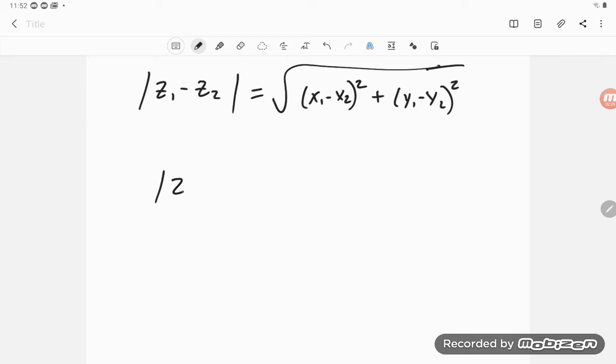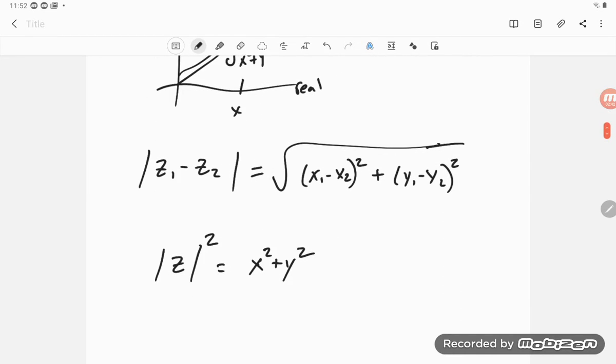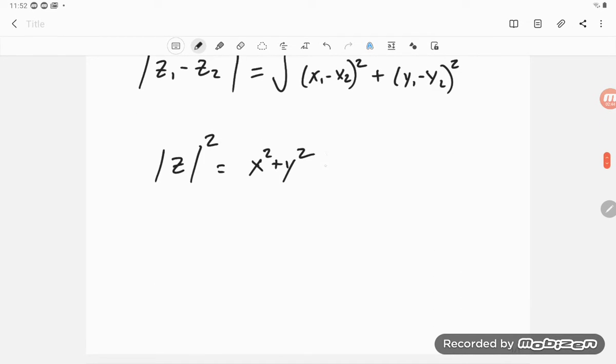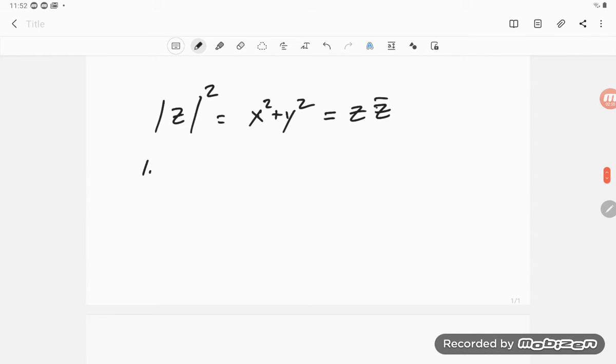Now, what's very nice, though, is if I take the absolute value of z squared, then I just get x squared plus y squared, right? Because there, just square that. But we've already seen that that's z times z bar.